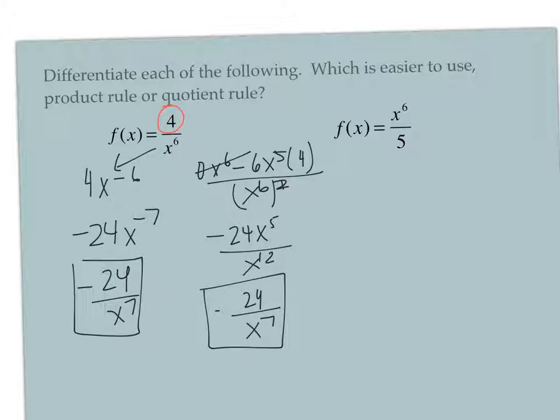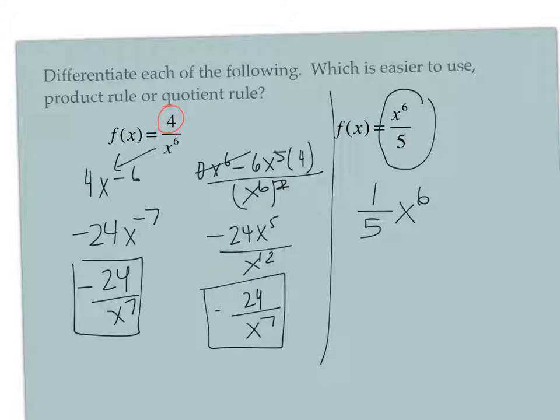So how could I change something like this one to look more like a product? How can I write x to the power of 6 divided by 5 as a product instead? Yes, you would. So it's 1 over 5 x^6. Those are the same. Multiplying by a fifth is the same as dividing by 5. So you just change it to that, and then it's really easy. It's just 6 over 5 x to the power of 5. Whereas doing quotient rule would have made this really quite ugly.